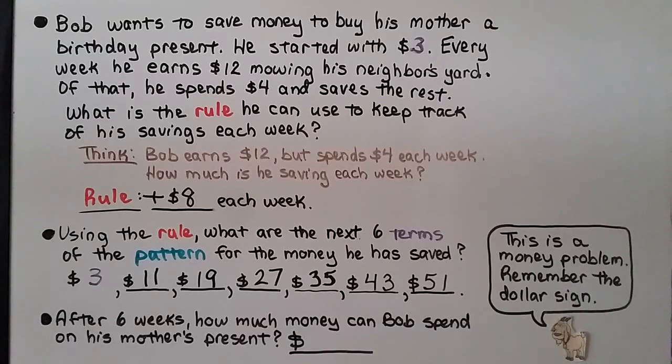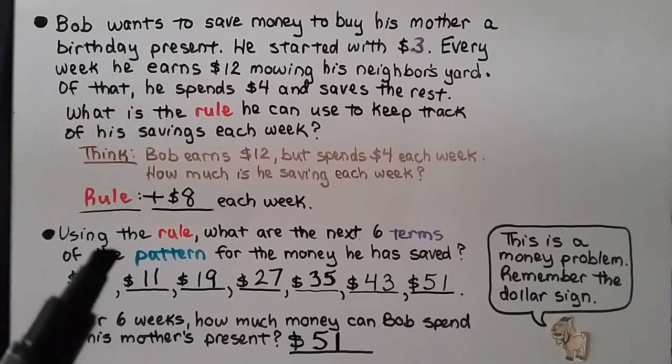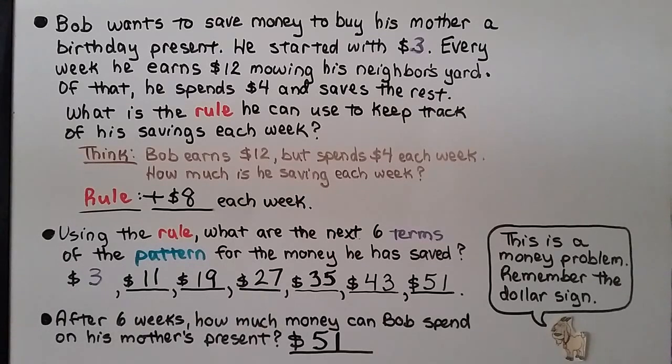So after 6 weeks, how much money can Bob spend on his mother's present? He started with $3. Then we have 1, 2, 3, 4, 5, 6 weeks. He's got $51. We find the common difference. Here it was $8, and that is our rule. We needed to add $8 each week.